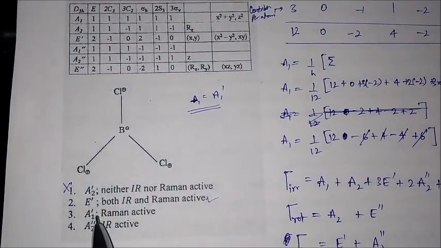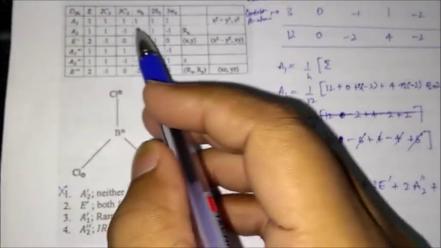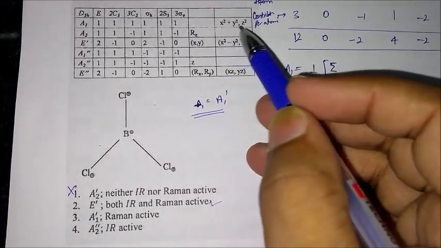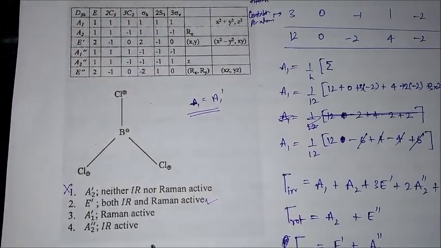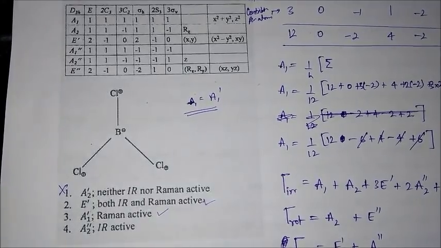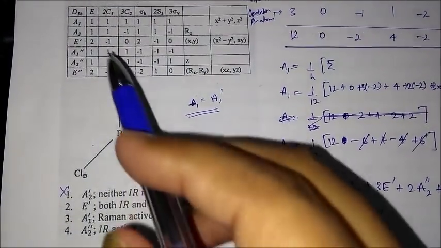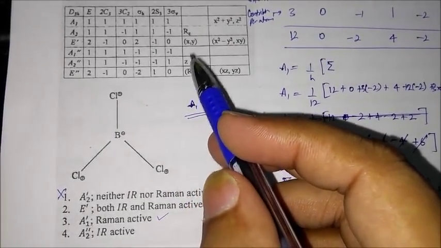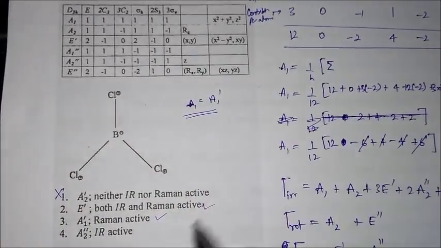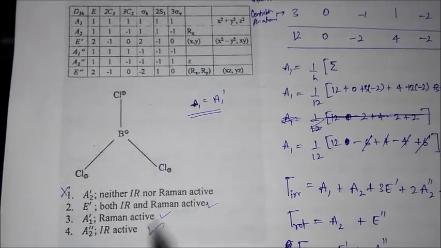Now let's check the others, a1 prime or a1. Is it Raman active? For Raman active you check whether it is quadratic or not. It is quadratic, so it is Raman active also, so this is also true. Now let's check a2 double prime. Is it IR active? For IR active we only have to check x, y, or z. It is there, so it also holds. So all these three hold.